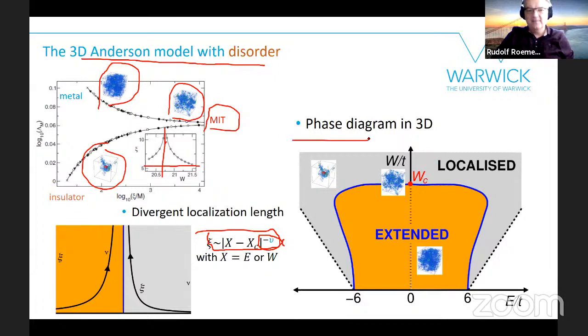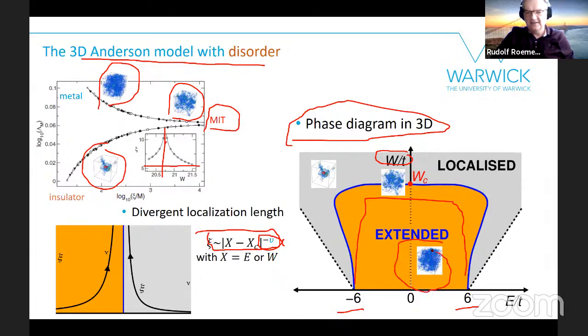The phase diagram in 3D looks roughly something like that. The band edges are at -6 and +6 for the clean system. If I then increase my disorder, I have my sea of extended states indicated by this orange line, where I have my extended states in the center. Whereas outside, I start to get an ever-growing region where I have localized states, and at the critical disorder, W_c, everything is localized. So this is roughly how the phase diagram looks in 3D. Of course, it's a schematic picture.